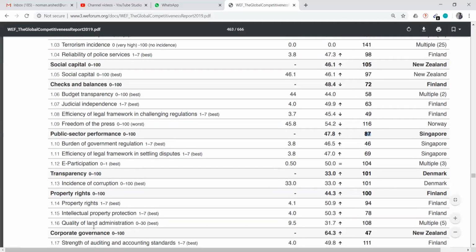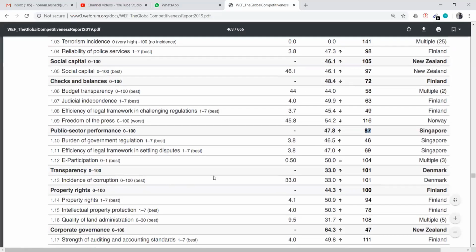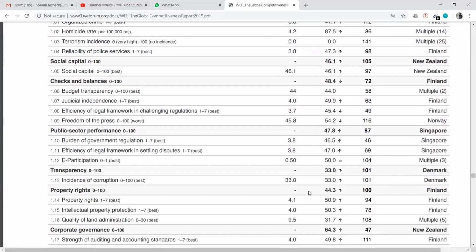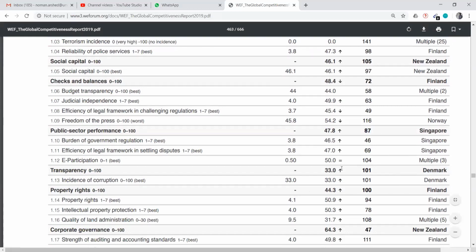Then there is transparency, meaning incidence of corruption. So Pakistan has scored 33, which means 101 out of 141 countries, where Denmark is on top. So in terms of corruption, Pakistan is 101 out of 141.